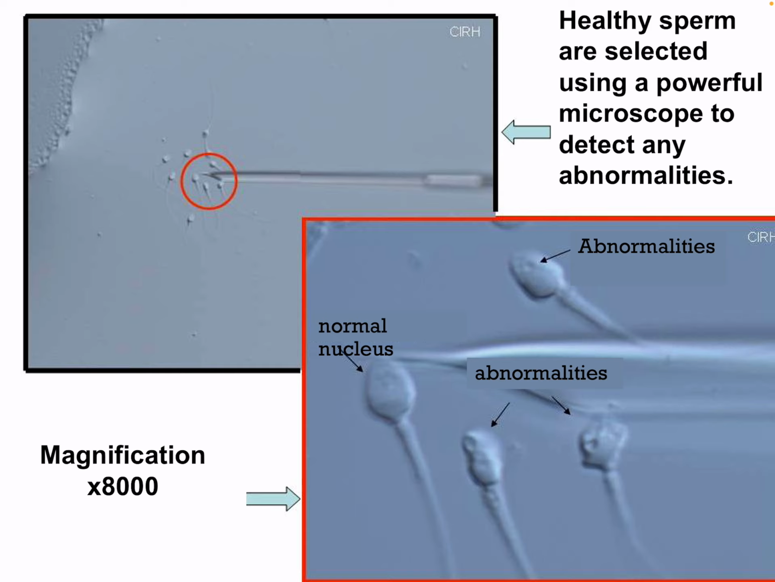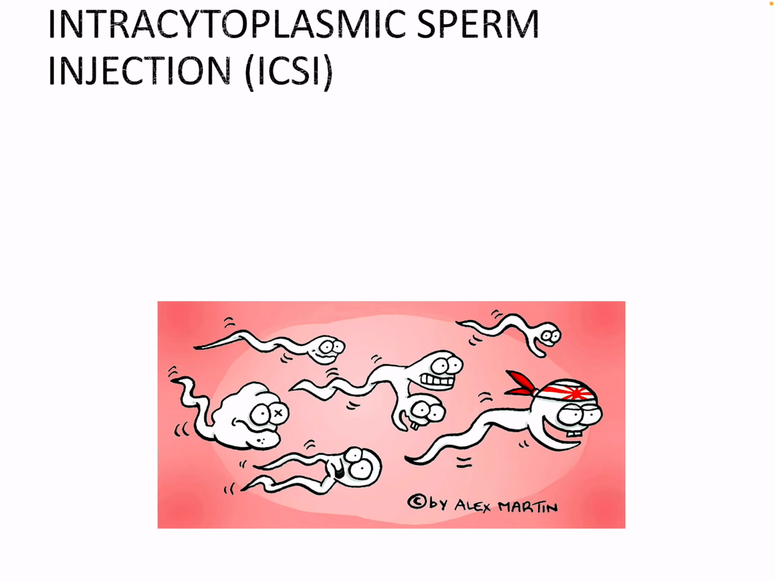The embryologist has to select healthy sperm, so they're not looking for sperm with abnormalities. You can see that these ones here have got misshapen heads. This one here, the nucleus is a bit too small, but this one here has got a normal shaped head and nucleus, so this one is going to be chosen to be used in the process.